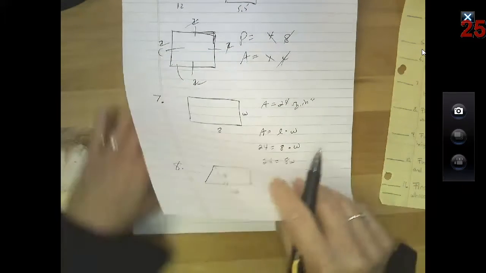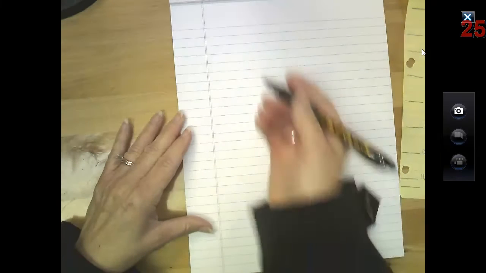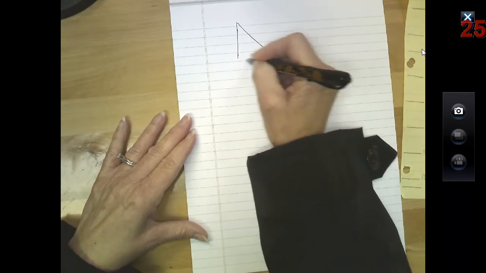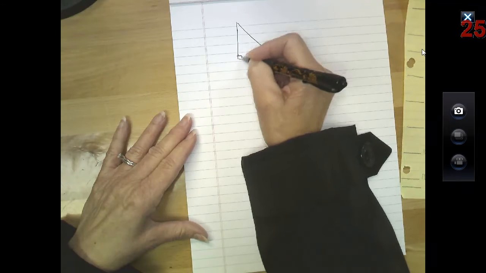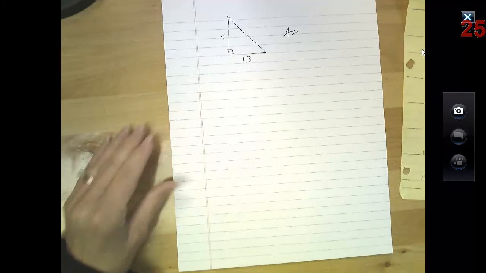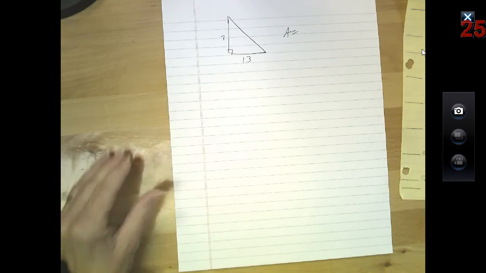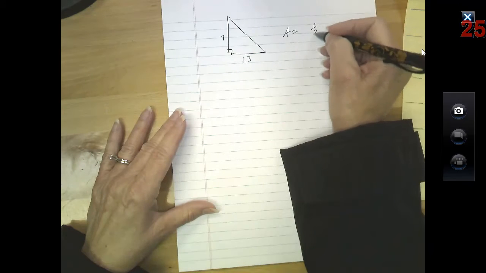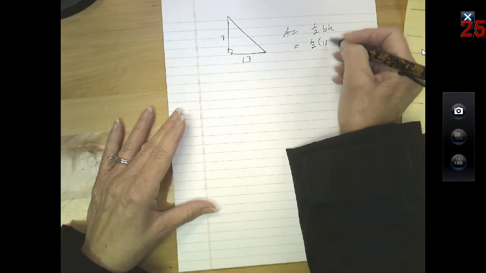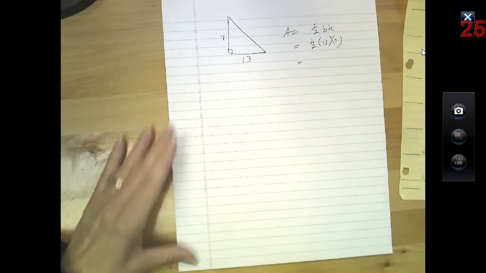On number 9, we have find the area of a triangle whose base is 13 and whose height is 7. Here the base is 13 and the height is 7. The area of a triangle is 1/2 of the base times the height. So all you have to do is put the numbers in and you get your answer.